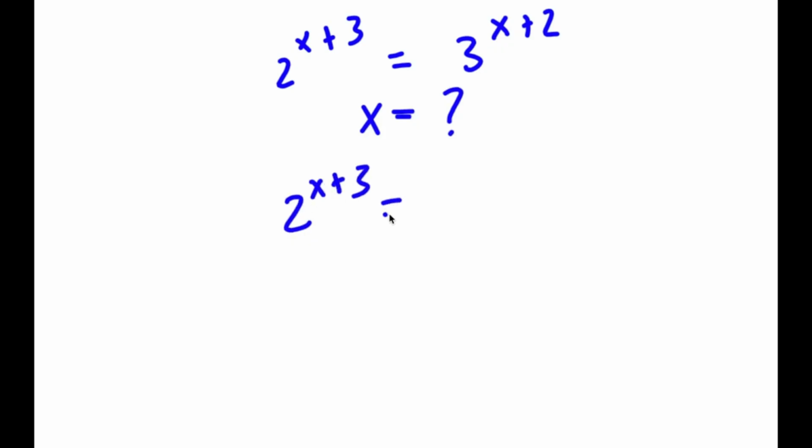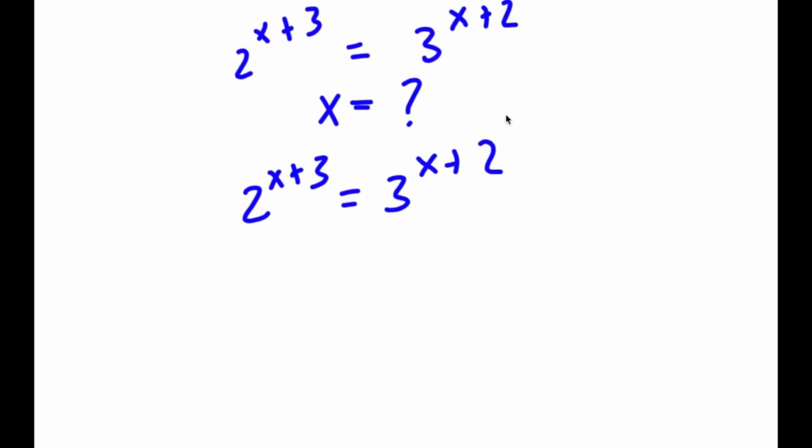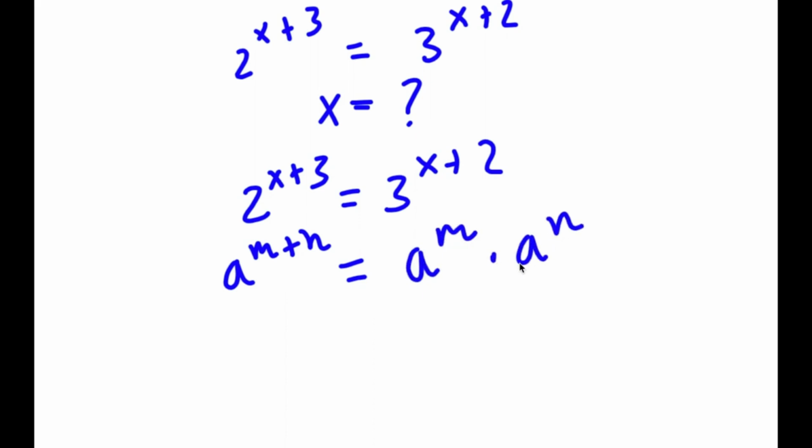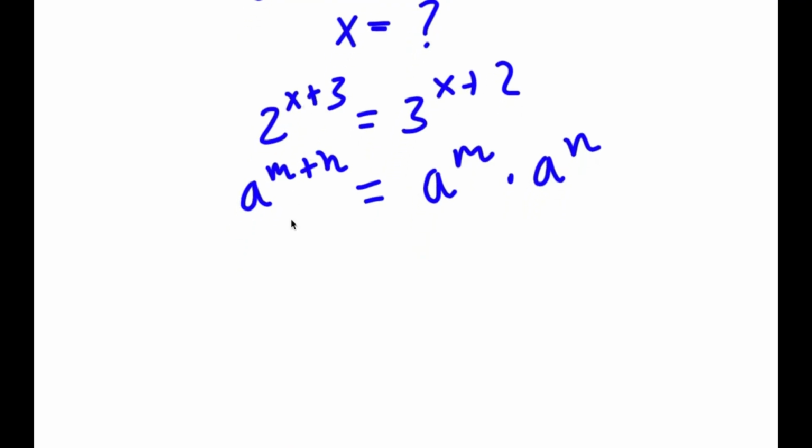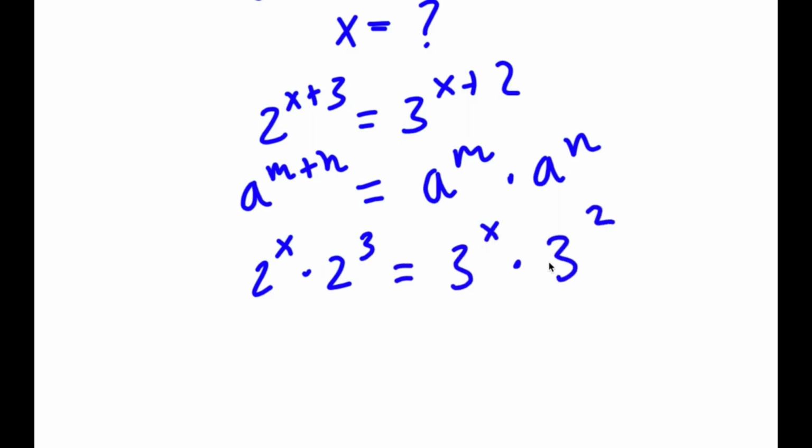So the first thing we are going to do is divide both sides by, well, before that actually, sorry. If I have something in the form a to the power of m plus n, this is equal to a to the power of m times a to the power of n. So in this case, we have 2 to the power of x plus 3 and 3 to the power of x plus 2. 2 to the power of x plus 3 would equal 2 to the power of x times 2 to the power of 3. 3 to the power of x plus 2 is going to equal 3 to the power of x times 3 squared.